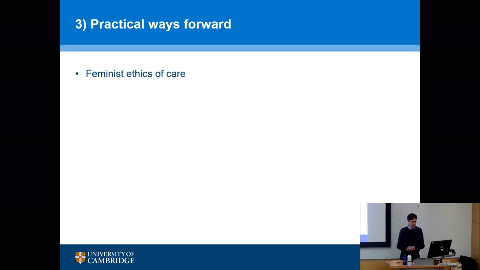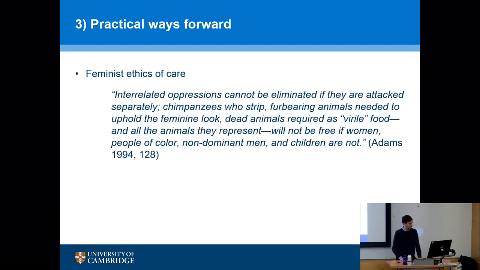There are other practical ways forward. I'm just flagging one here, but we're almost out of time. So, just the feminist ethics of care that we already came across. You'll remember that they really emphasize this idea of interrelated oppressions, right? Intersectionality. We came across this term last term, and how these oppressions can only be eliminated if they are attacked together rather than separately. And Adams talks here about the overlap between speciesism and sexism and others. We already discussed those notions. So another potential way forward, focusing on oppressions, on vulnerability, which again is eventually shared.